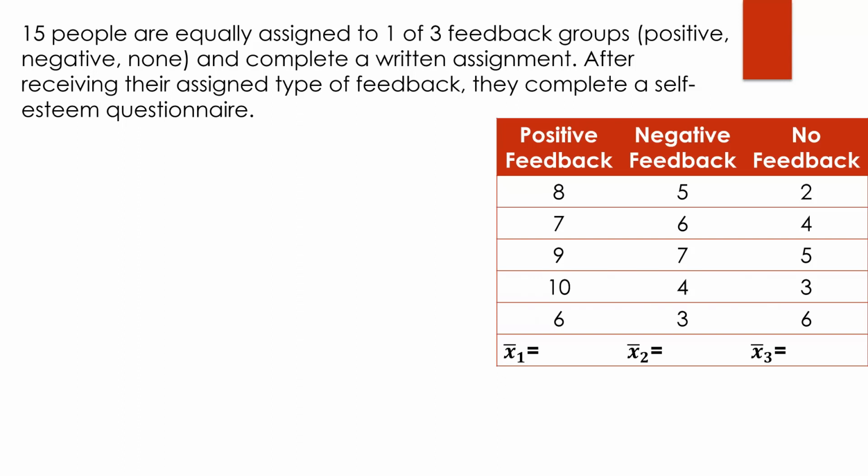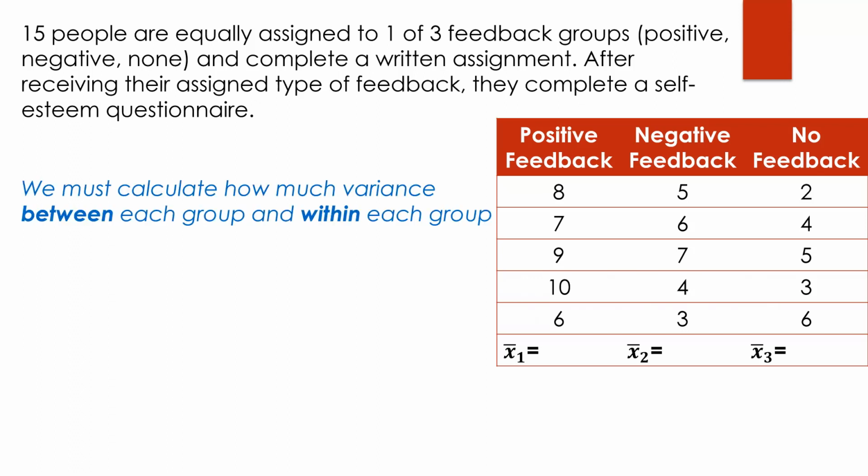Then they take a self-esteem questionnaire. How good do they feel about themselves after they receive their feedback? Depending on which type they received for which group they're in. So in order to do an F-test, we have to calculate how much variance is between each group and how much within each group. And this gets a little technical and it's a little lengthy, but I'm going to break it down, walk you through it easily and clearly.